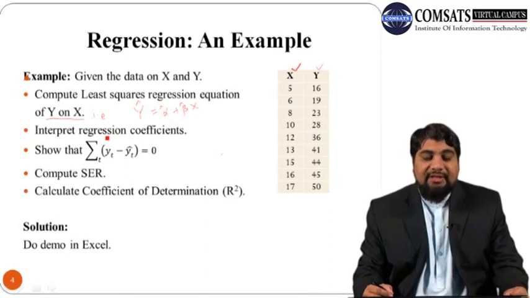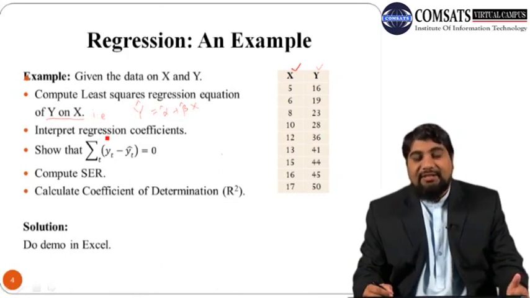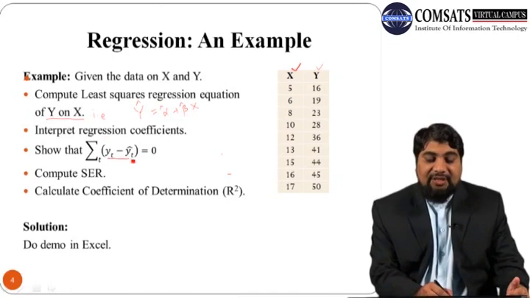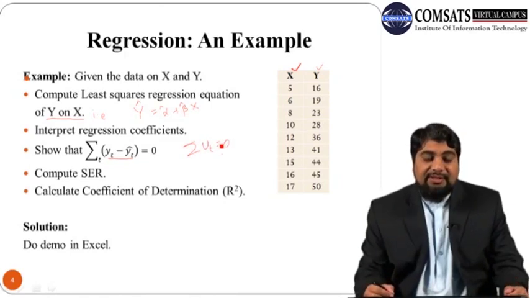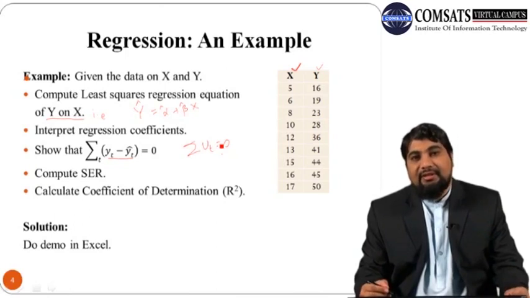So next question is interpret regression coefficients, and next part says that show that summation yt minus y hat t is 0. So note that yt minus y hat t is actually ut, which is the residuals. So sum of residual is 0. So next is compute standard error of regression SER, and next calculate coefficient of determination or R square. So I am going to demonstrate it in Microsoft Excel. Even you can do it on your notebook using simple calculator.